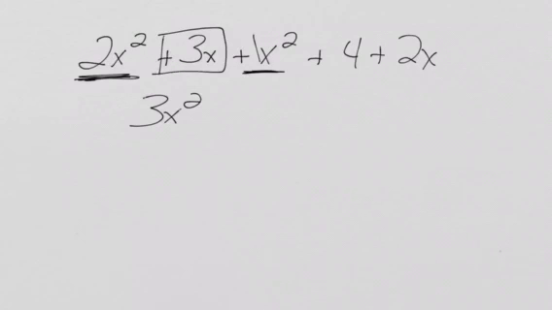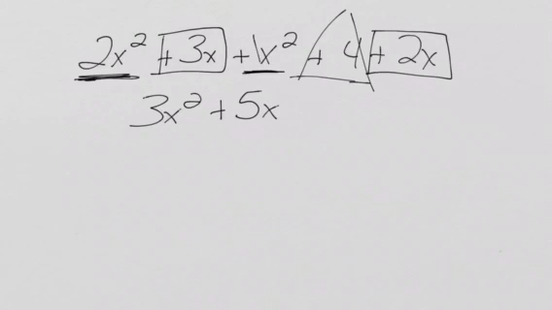Now we look at this one, and notice how I'm drawing a box around the plus sign that's in front of it. These are called terms. When we have terms like this, it also includes the sign in front of it. So we have a positive 3x and a positive 2x. Well, that's going to be a positive 5x. And then we still have our little constant left over, and that's going to be plus 4.